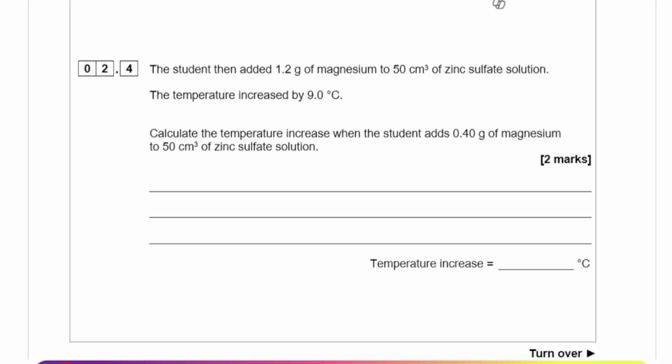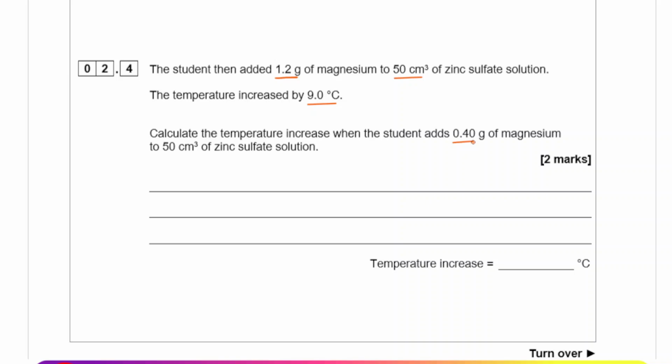The student then added 1.2 grams of magnesium to 50 centimeter cube of zinc sulfate solution. The temperature increased by 9 degrees Celsius. Okay, 1.2 grams to 50 centimeter cube, temperature increased by 9 degrees. Calculate the temperature increase when the student adds 0.4 grams.